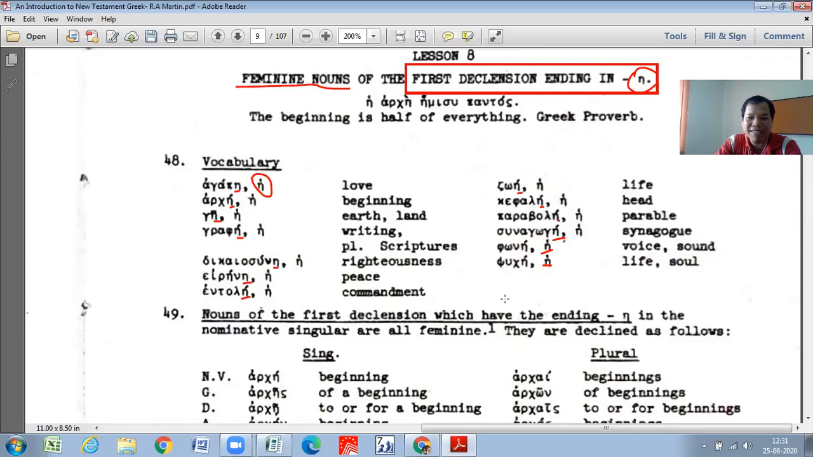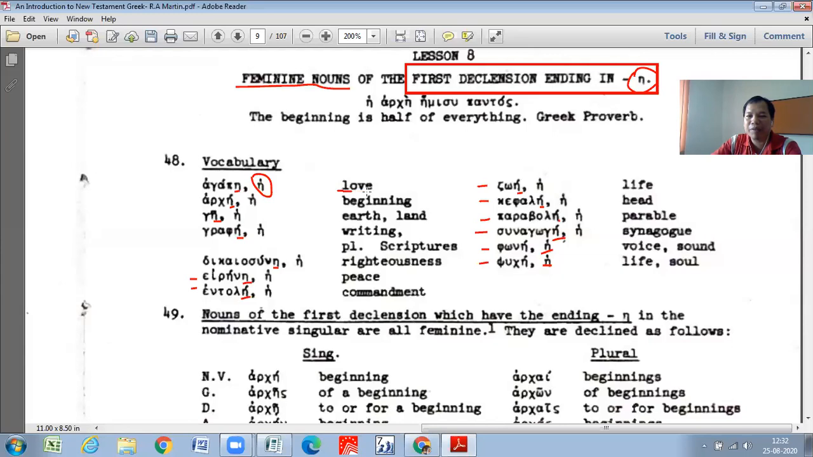Graphe, writing, in the plural scripture. Dikaiosune, righteousness. Eirene, peace. Entole, commandment. Zoe, life. Kephale, head. Parabole, parable. Synagoge, synagogue. Phone, voice or sound. Psyche, life. Now you already learned about agape.